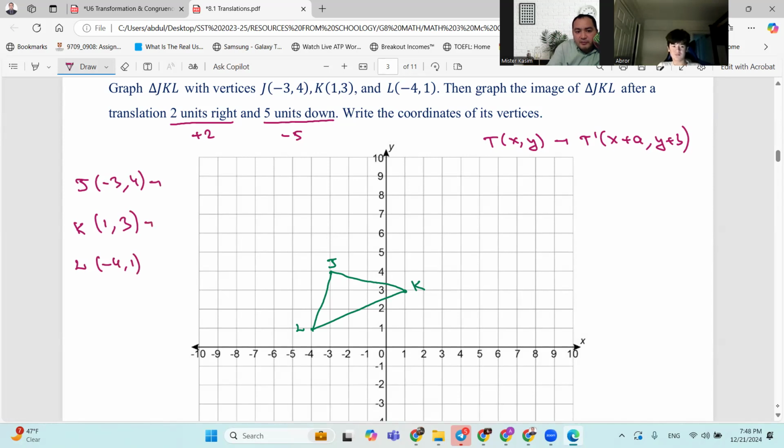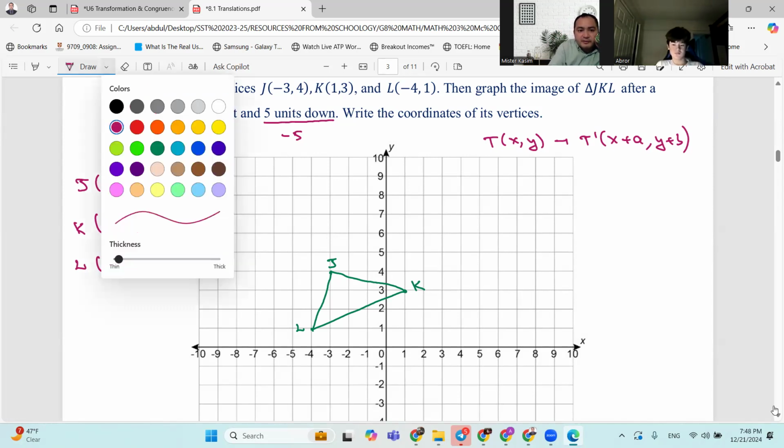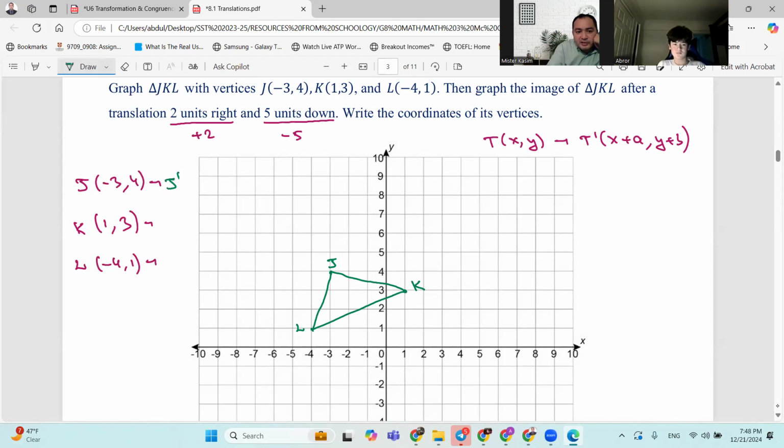And now, how about their image? Image will be J prime, K prime, and L prime. First, we should add 2 to the x coordinates, right? Negative 3 plus 2, it is negative 1. 1 plus 2, it is 3. Negative 4 plus 2, it is negative 2. And y coordinate, minus 5. 4 minus 5, it is negative 1. 3 minus 5, negative 2. 1 minus 5, it is negative 4.